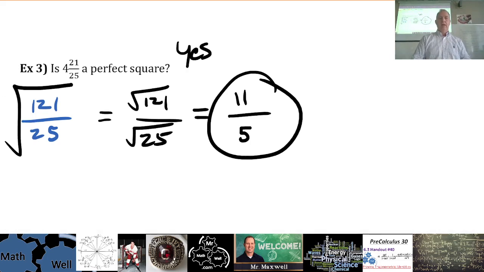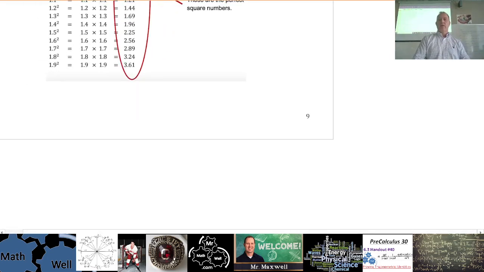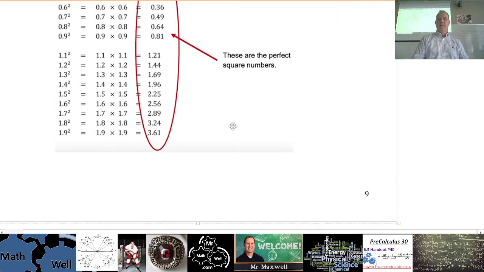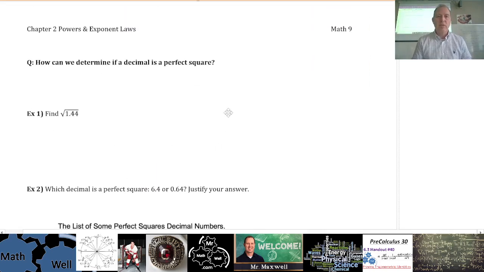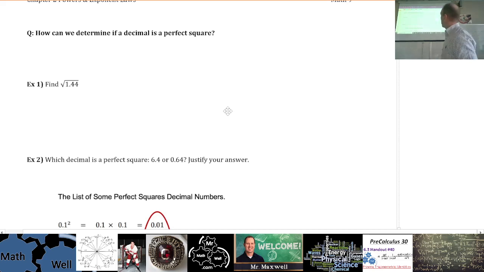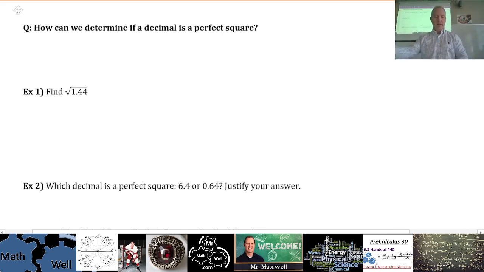Okay. All right, let's summarize what we found out here. So how can we determine if a decimal is a perfect square? How can we determine that? What are some of the things that we talked about here? Okay, so for fractions, that's what we've been dealing with mostly here.